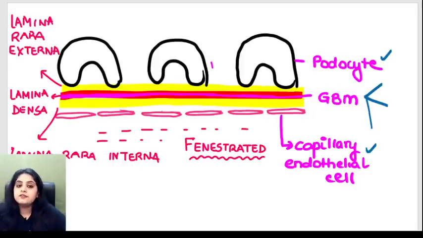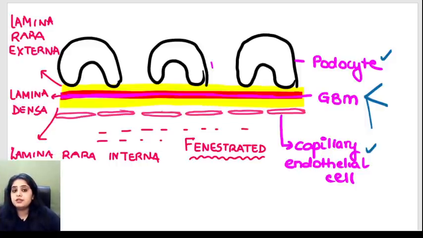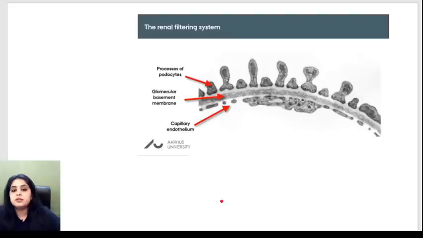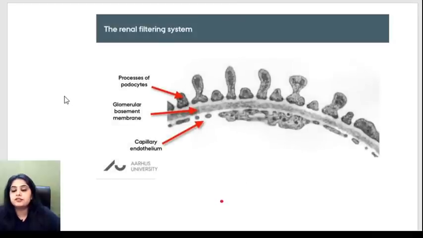That is how I differentiate between the two raras. Otherwise, if I repeat, the centermost part is known as lamina densa, the outer one lamina rara externa, and the inner one lamina rara interna. That is a glomerular basement membrane. So now whatever we've studied up till now, let us put it up and fit it in a picture over here. Let us enlarge.